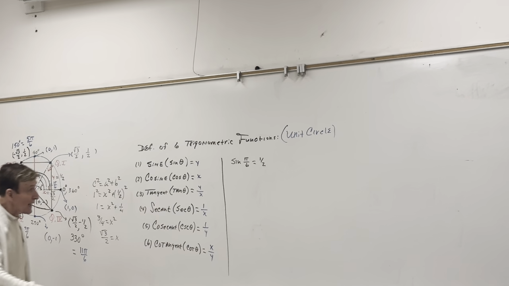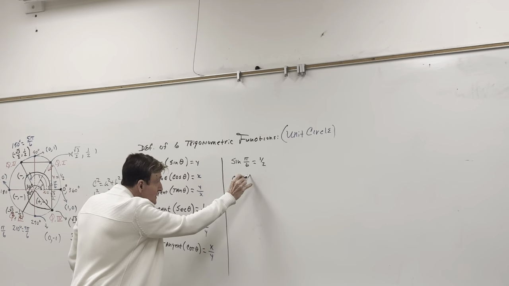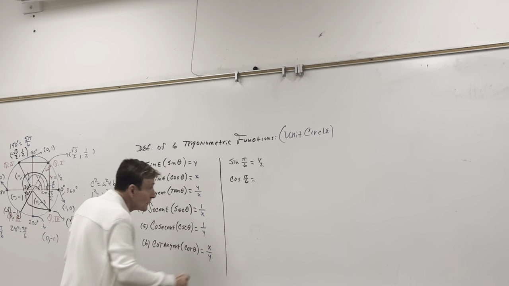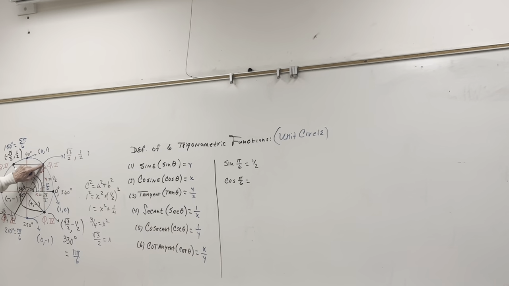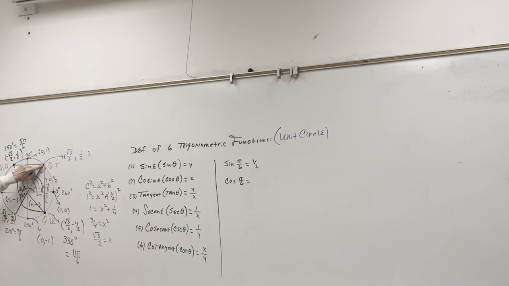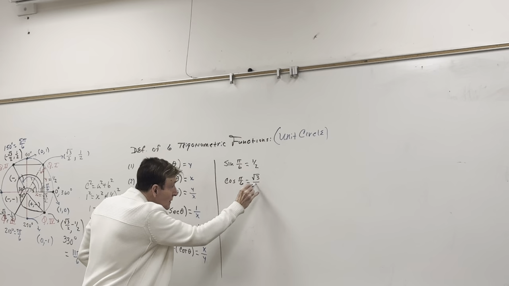Let's try cosine. Cosine of pi over 6. Here we go, guys, which we had right here. That's a 30-degree angle. We had it up here, and I found it. Cosine's definition says, write the x. Well, the x is radical 3 over 2. There's the cosine.